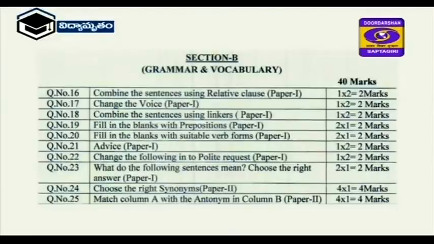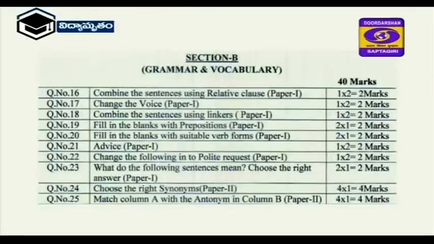Question number 24, choose the right synonyms. From question number 24 onwards, you are going to get it from vocabulary, what we used to have under paper 2 previously. So, from question number 24 onwards up to question number 32, we are going to have them from the previous paper 2, that is from vocabulary. You will be given 4 words and you have to find their 4 synonyms and you can score 4 marks there. Question number 25, match column A with the antonyms in column B.